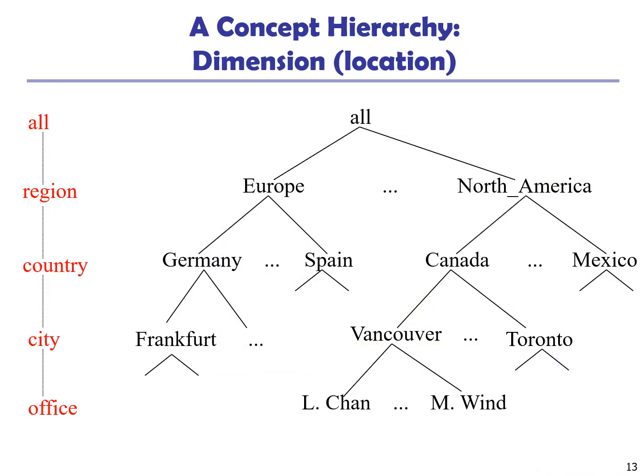Now, we explained concept hierarchy, if you remember, and how we can divide a concept hierarchy in terms of the location dimension. So this is all: Europe, North America. Europe will be Germany, Spain. Germany will be Frankfurt, so this is city-based. And here North America: Canada, Mexico, Vancouver, Toronto. And these are the offices. So we'll have a hierarchy of concepts.